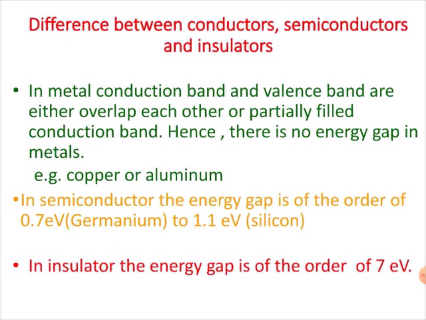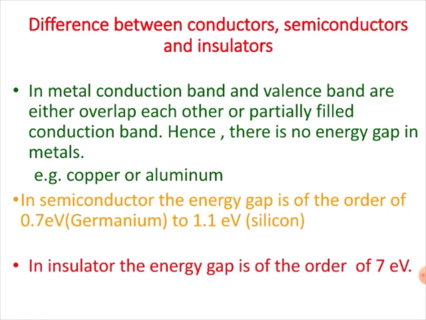Now in the case of metal, what happened? Metal can have either an overlapping between conduction band and valence band, or we can say a partially filled conduction band. There is no energy gap in the case of metal, so conduction is achieved very easily without any external energy. If a small field is applied, then conduction will take place. In the case of semiconductor, the energy gap is less than 3 electron volt, and in the case of germanium it is 0.7 electron volt and 1.1 electron volt in the case of silicon. So the energy gap is very small.